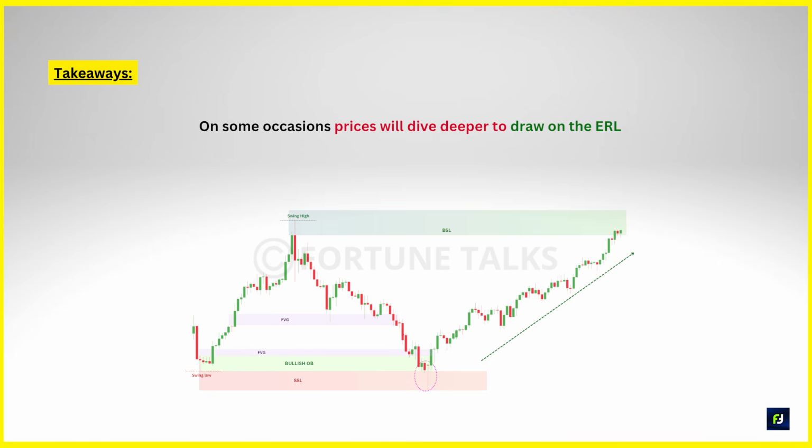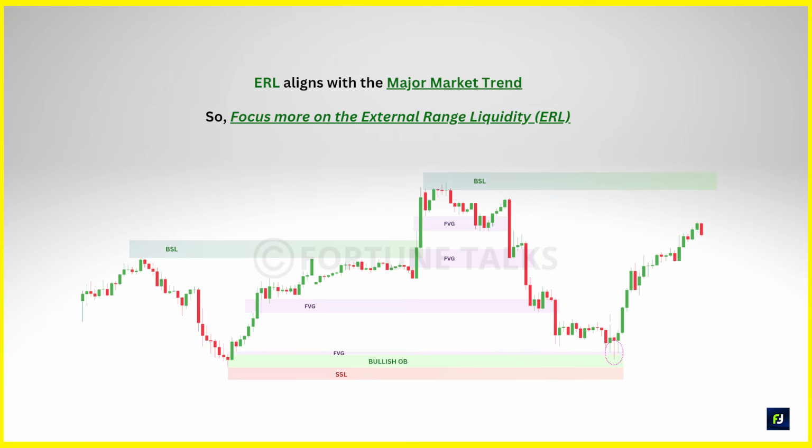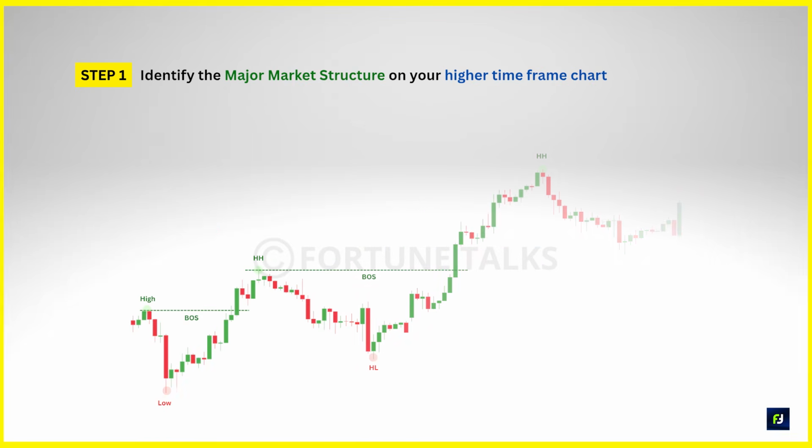But at the end of all this, keep in mind that while trading, our main focus is on the external range liquidity because it lies within the major trend of the market, while the internal range liquidities are taken by the price retracements. So if you are planning to trade using this idea, consider the following. First of all, you need to identify the major market structure in your higher time frame. It could be 15 minutes, 1 hour, or 1 day. Let's assume the market structure is bullish.